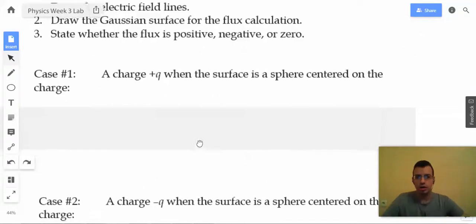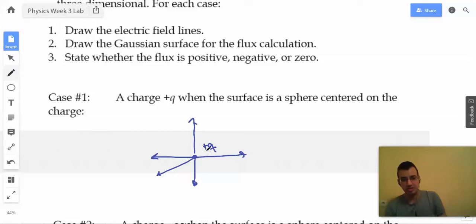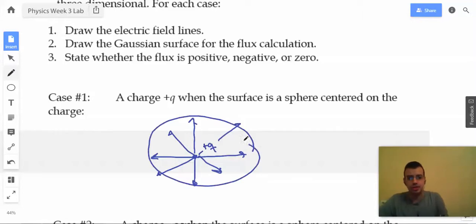So I'm going to start by drawing a charge Q right here. That guy's going to be Q, specifically plus Q. And I have electric field lines going in all directions. Actually, it literally is going to have all directions. All right. So now we need to draw a Gaussian shape. I'm going to do a sphere because that's what they tell us to do. And it's going to be centered. Now we need to state if the flux is positive, negative, or zero.